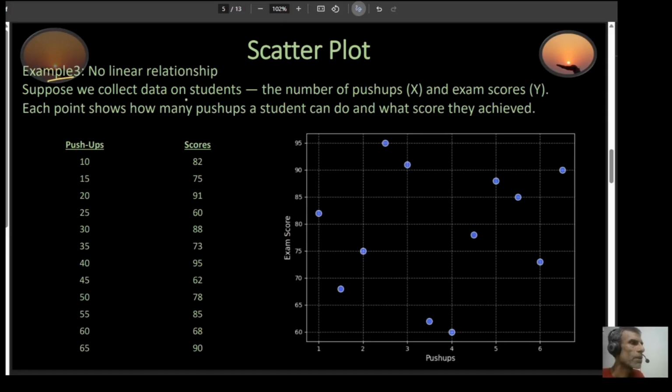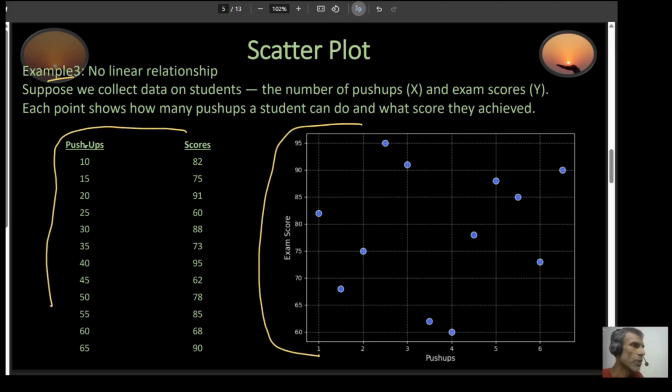Now let's look at the third example. In this case, you can see that there's clearly no relationship. Just by looking at this, you can tell there is no relationship. This data has a column for push-ups and a column for scores. It represents how many push-ups a student can do and what his score was in the test. When you plot it, you can tell that there is essentially no relation between your push-ups and your exam score.